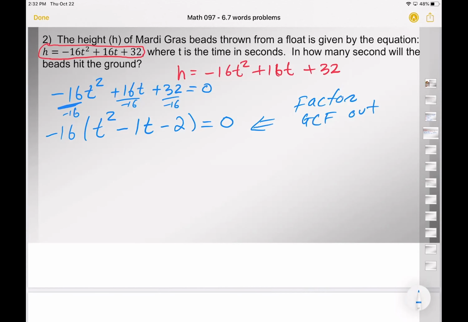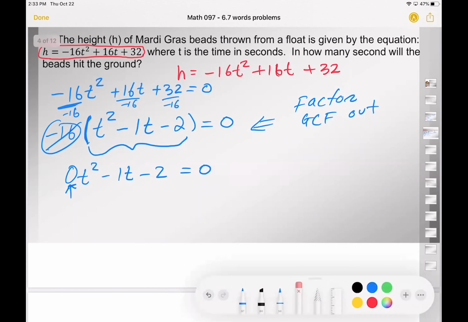Now this is our focus point. Our focus point is now the item in the parenthesis, which is t squared minus 1t minus 2 equal to 0. Is this an easy problem? We did this by factoring out the GCF. We take the hard problem and make it easy. Why do I keep saying easy? Because there's no number in front of the t squared. Again, the 16 is on the outside of the parenthesis, so it's not 16t squared.